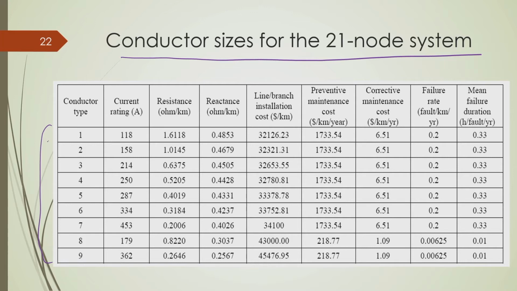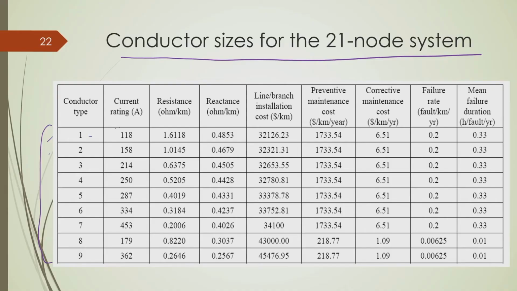So, I can use either 1 or 2 or 3 or whichever; that depends upon different things, such as the tentative power flow through this particular line, the economy of the solution, and how much reliability we need for this line. Now, corresponding to each conductor type, this row represents all the specifications of conductor type 1. Okay.